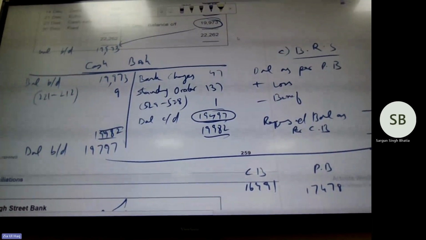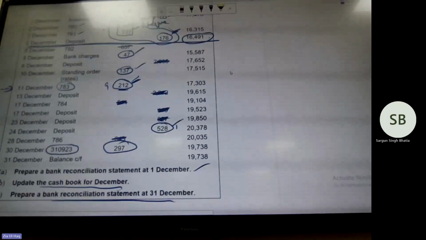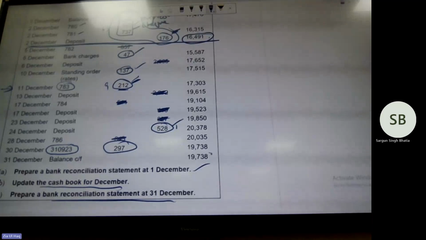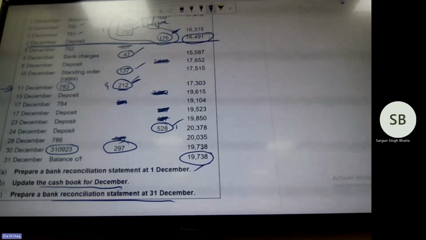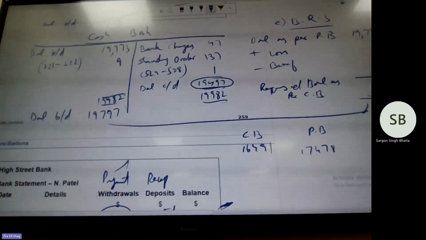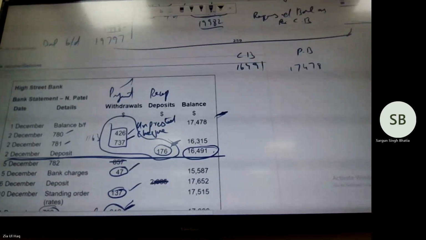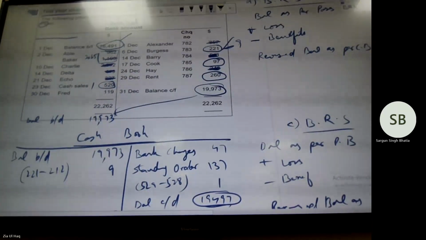So what's the balance as per passbook? If we see the passbook, what's the balance as per passbook? It's 19,738. Yes, 19,738. Now look at the differences.